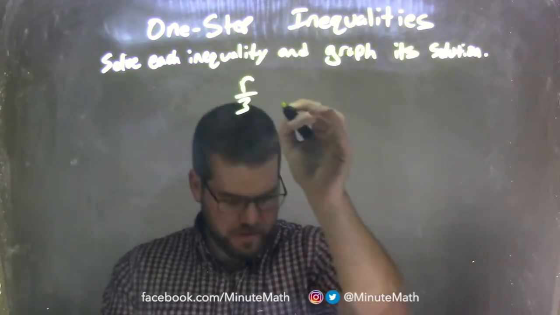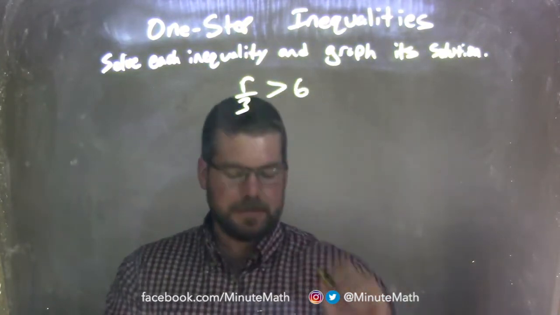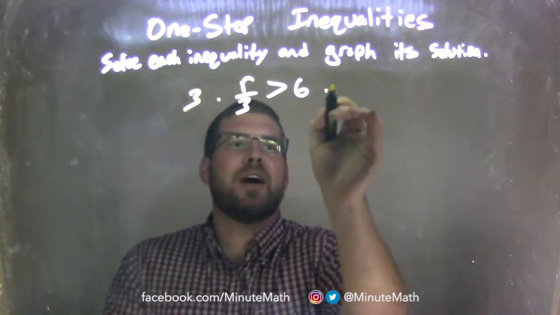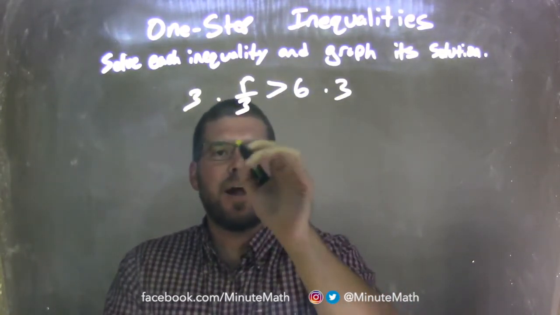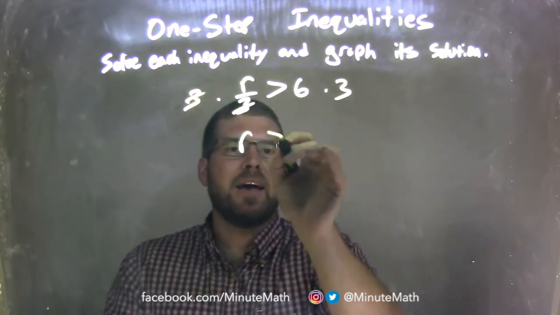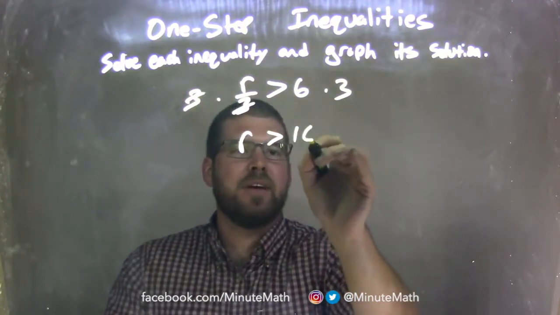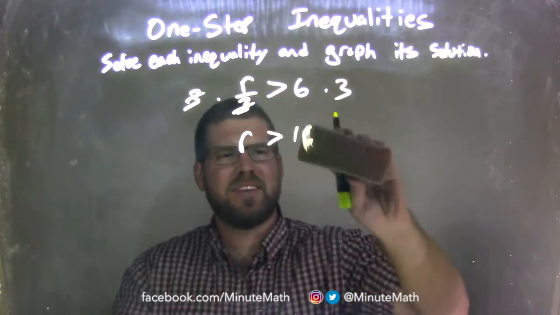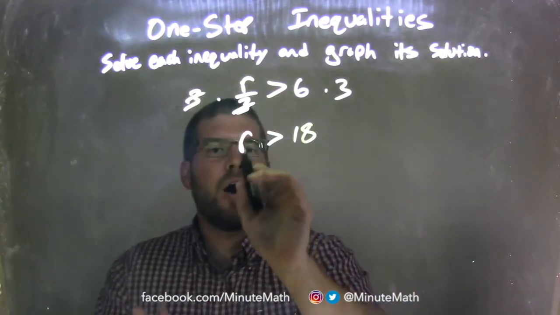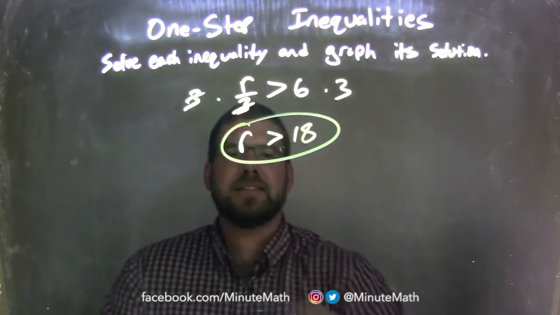r over 3 is greater than 6. My first step to isolate r is to multiply both sides by 3. In doing that, I'm left with r by itself on the left, because these 3's will cancel, and 6 times 3 is a positive 18. So we have a positive 18 right there. Now r is isolated, so r is greater than 18.